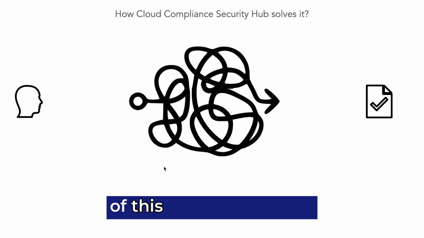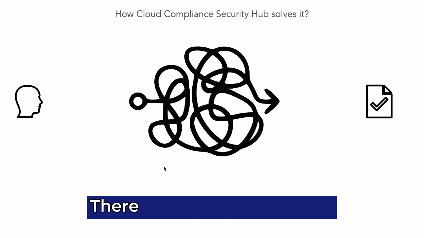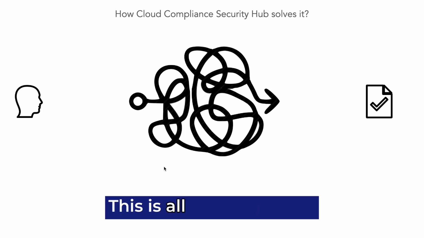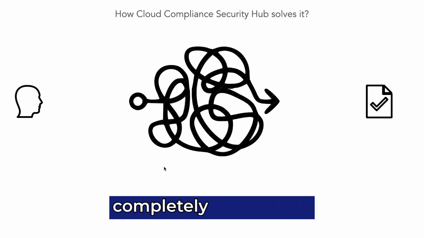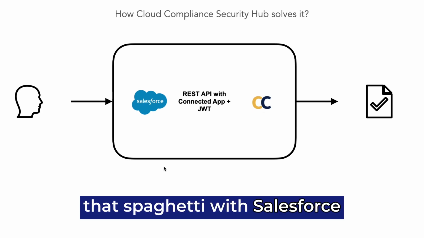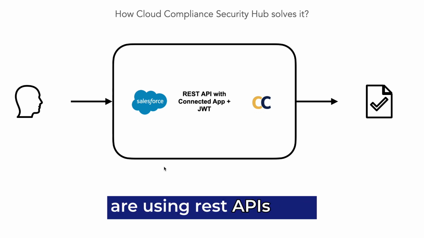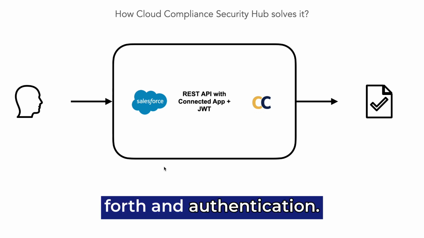Fundamentally, the idea of this design is that we want to ensure that there is assurance that this request is actually serviced. There is full auditability with a trail of how many requests were made to which orgs and what responses we got back. This is all abstracted out cleanly, so there is no custom code written, and this is completely automated. So the idea is that we replace that spaghetti of Salesforce orgs with an installation of cloud compliance, and we're using REST APIs with connected apps and tokens for all of this back and forth and authentication.